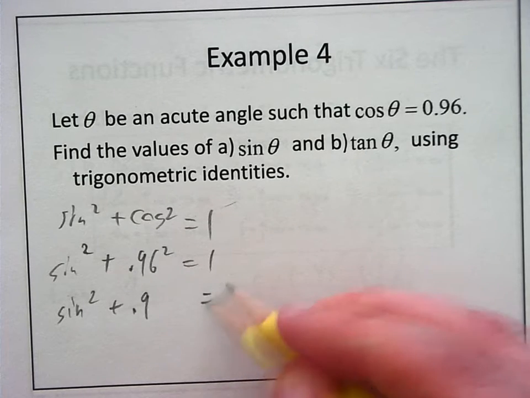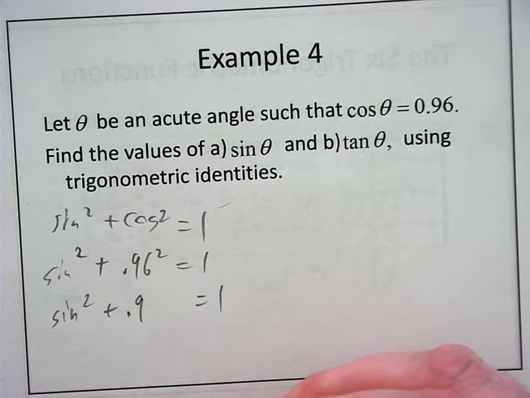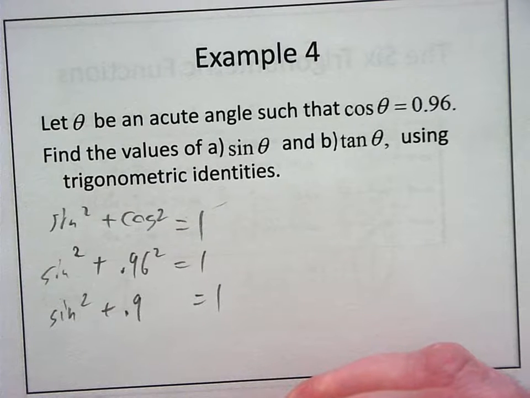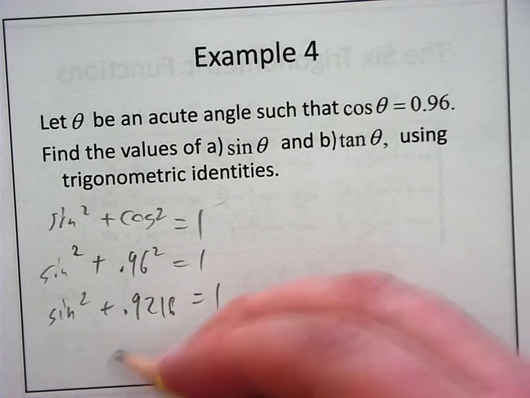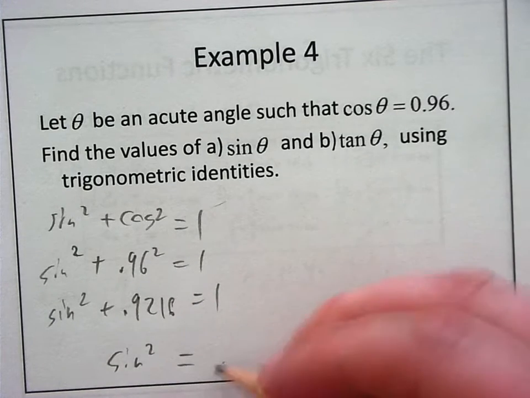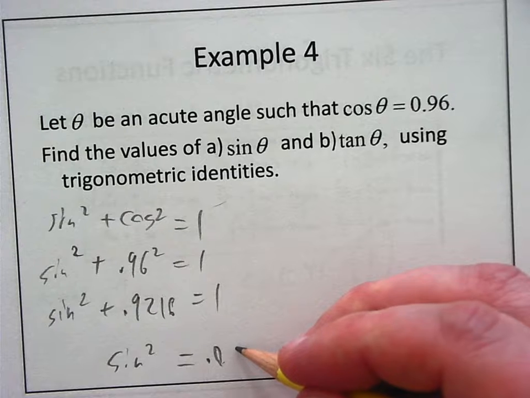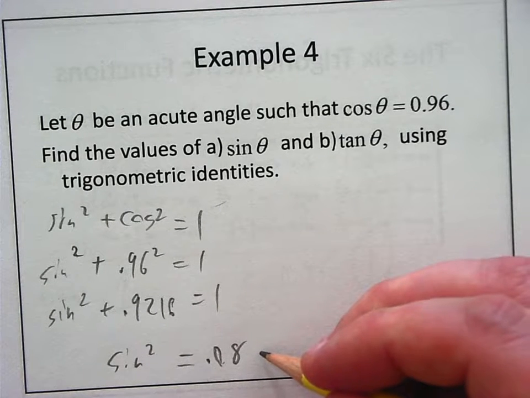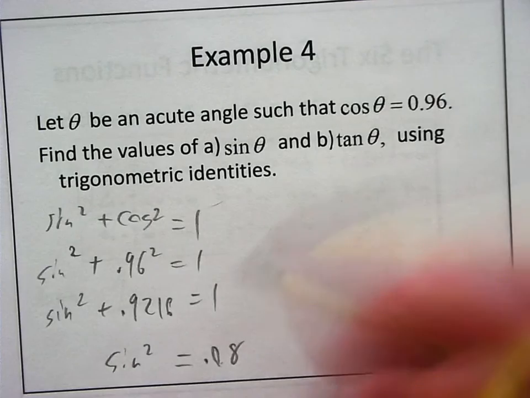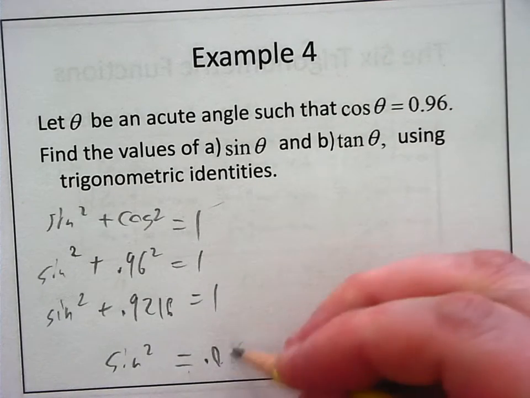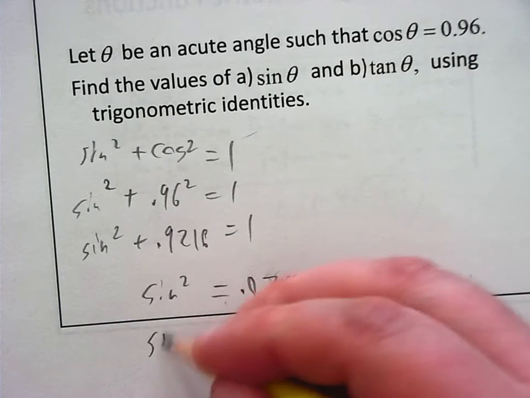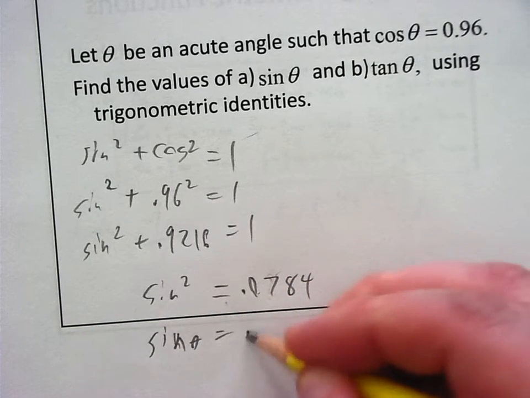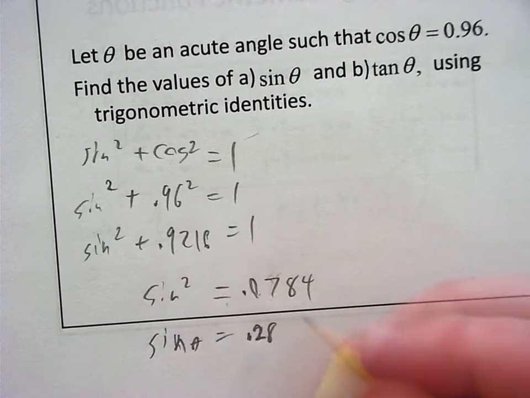What do you get? Somebody, calculator. 0.9216. Subtract that, you get sine squared. It's equal to 0.0... no, 0.0784, sorry. All right. Square root it, you get what? 0.28. Now, because we square rooted, is that positive or negative?